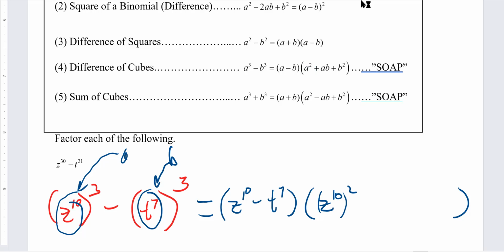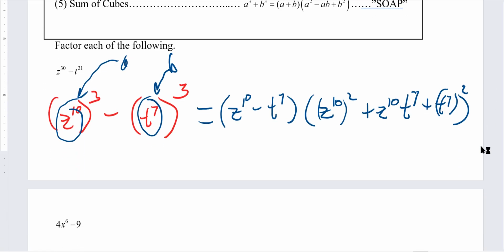Then, after that, you put plus, and you multiply the A and the B together. So plus Z to the 10th times T to the 7th. And then, after that, you square whatever B is. So you put a plus, you take your B, which is T to the 7th, and you square it. So that's the answer, except it's not simplified.